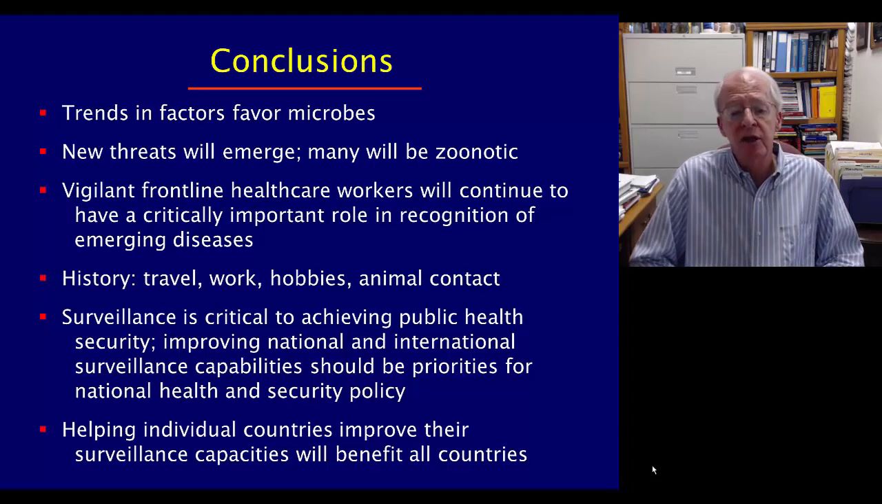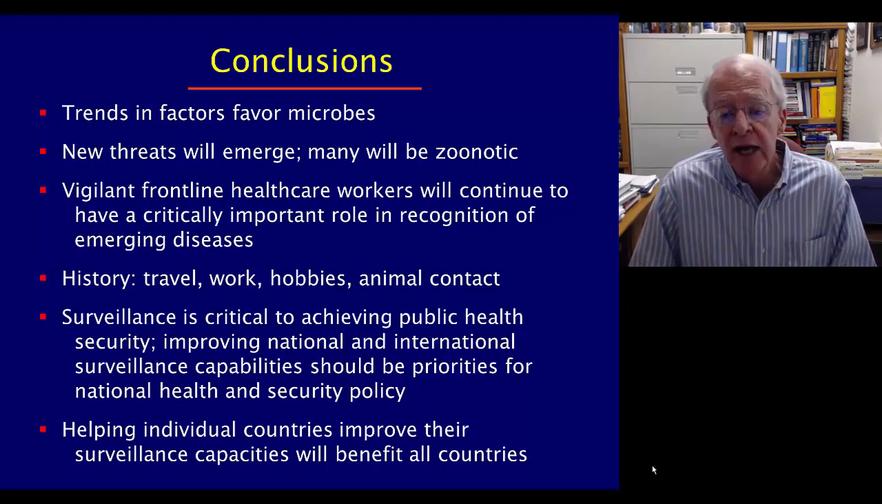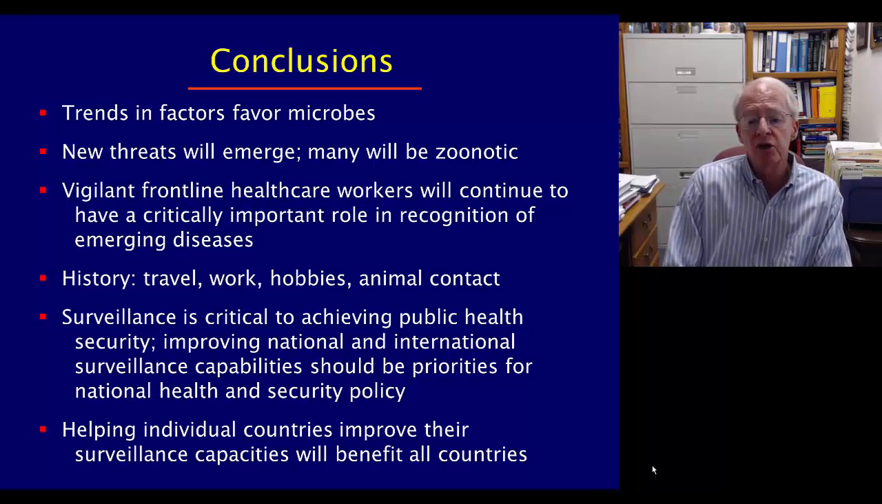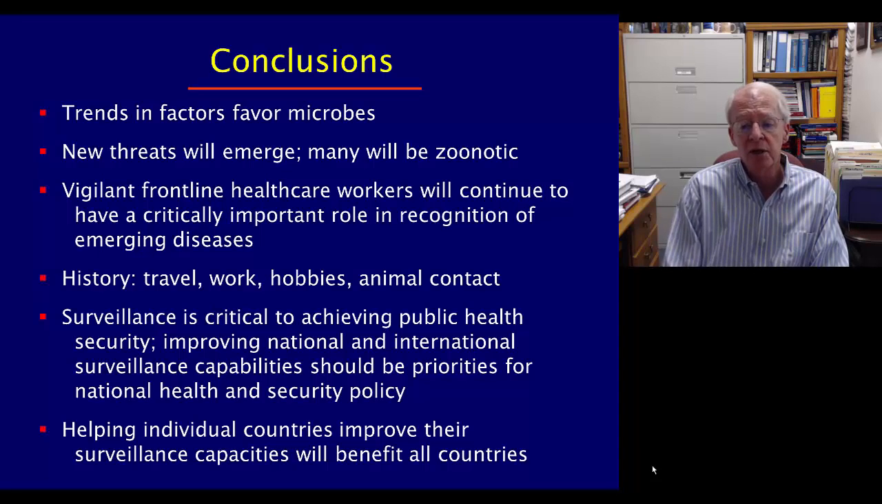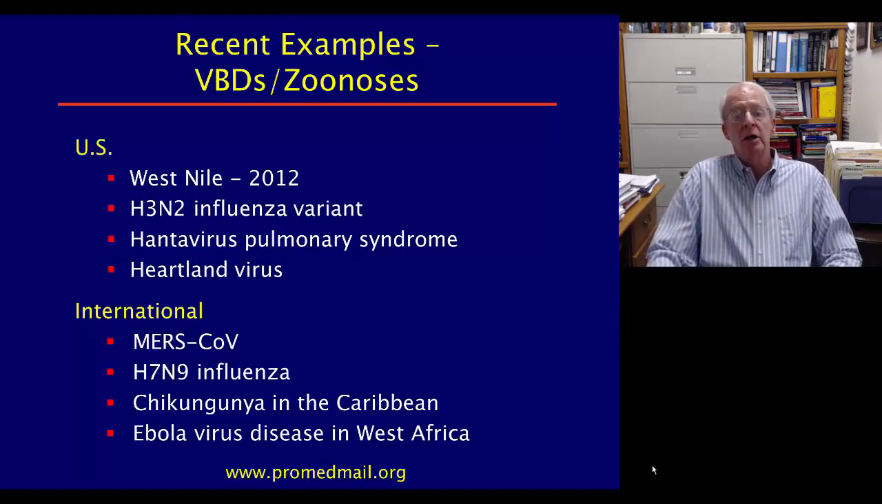Surveillance is critical to achieving public health security. Improving national and international surveillance capabilities should be priorities for national health and security policy, as well as strengthening clinical and public health systems around the world. Again, a lesson being driven home dramatically now by the ongoing Ebola epidemic. Helping individual countries improve their surveillance capacities will benefit all countries. Another dramatic example reinforced by the current Ebola experience.